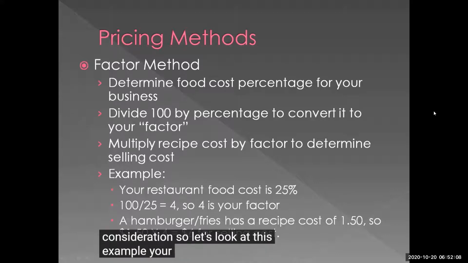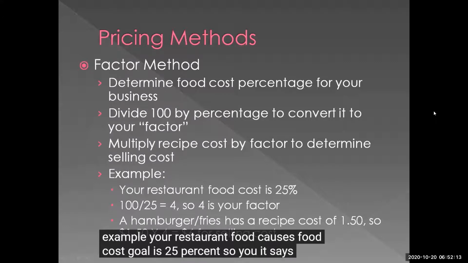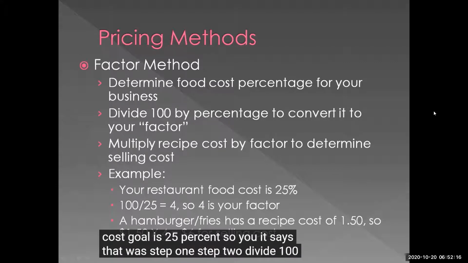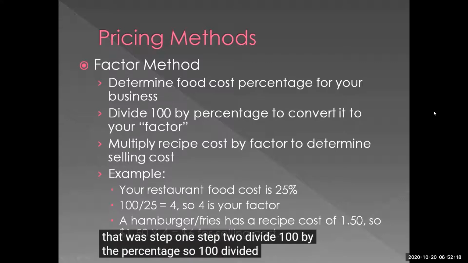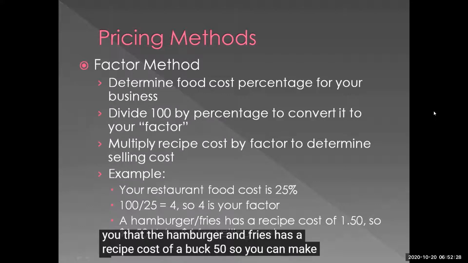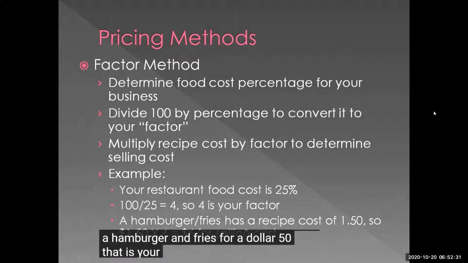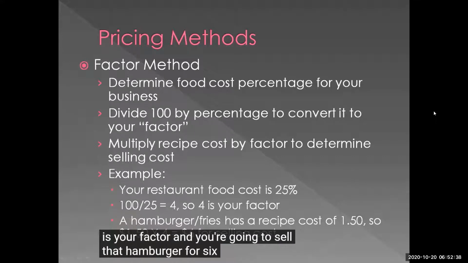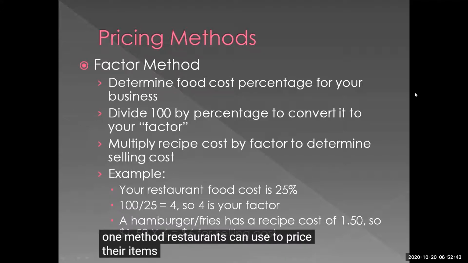So let's look at this example. Your restaurant food cost goal is 25%. That was step 1. Step 2, divide 100 by the percentage. So 100 divided by 25 is 4. So 4 is your factor. I'm going to tell you that the hamburger and fries has a recipe cost of $1.50. So you can make a hamburger and fries for $1.50. That is your food cost. So your selling cost is $1.50 times 4, which is your factor, and you are going to sell that hamburger for $6. So that's one method restaurants can use to price their items.